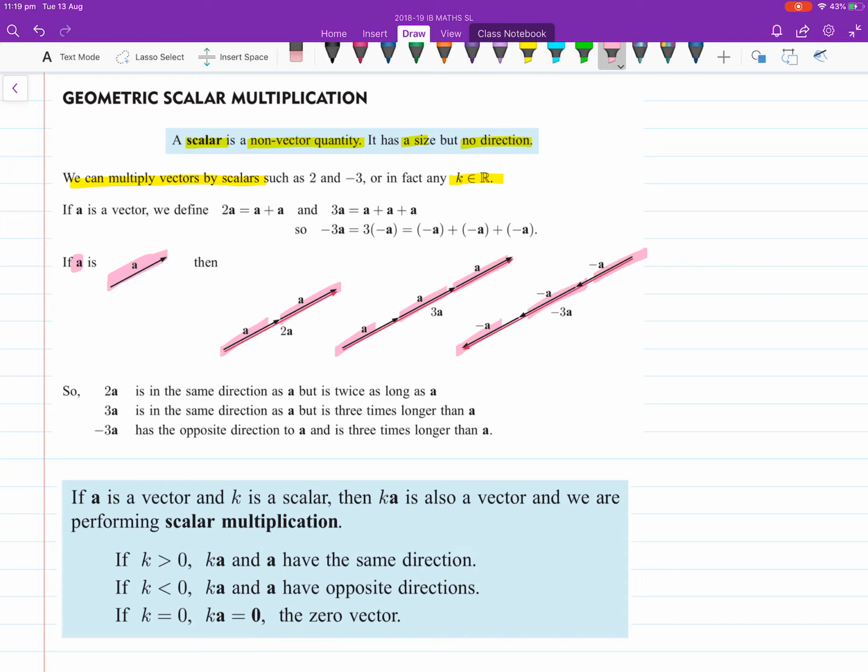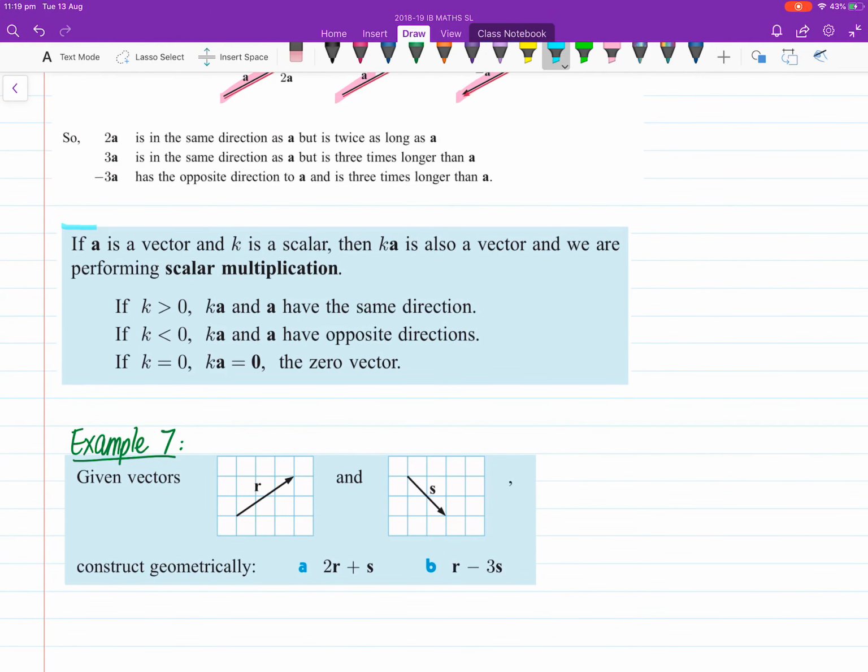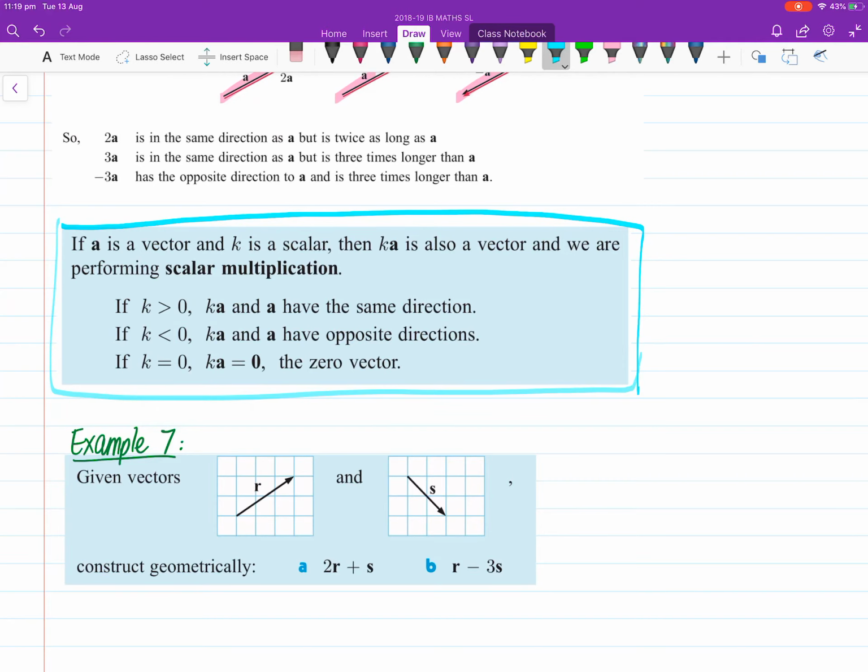Now, there's a little summary for you here about the size and the direction. It's pretty self-explanatory. Multiplying it by that number means it increases by that many times larger, and if it's negative, it's going in the opposite direction. So there's just a little summary in here for you as well about that. I'm just going to highlight it for you.